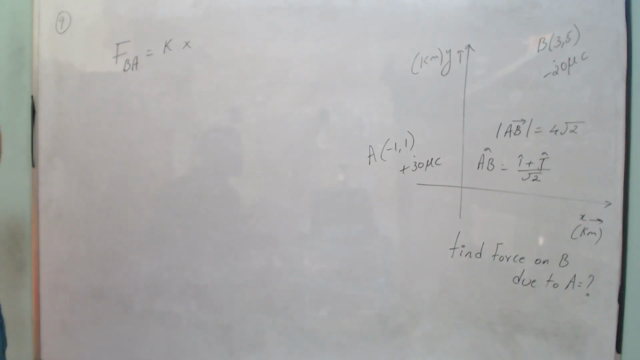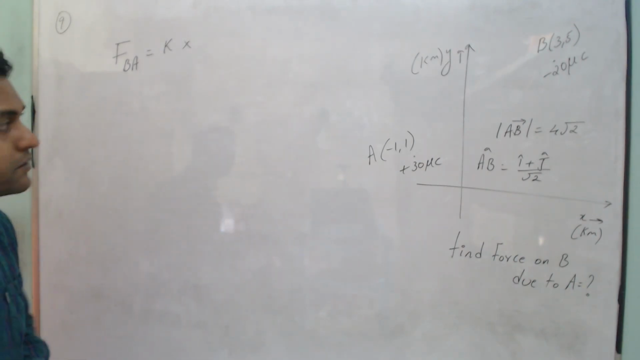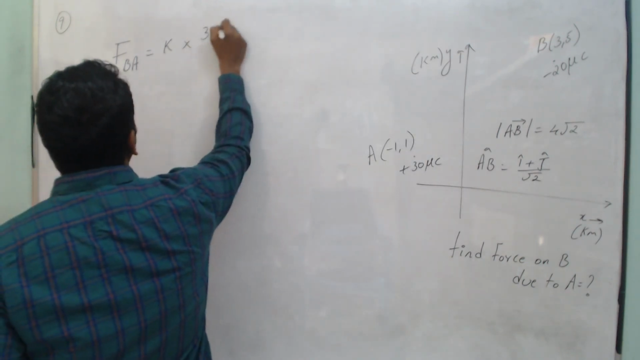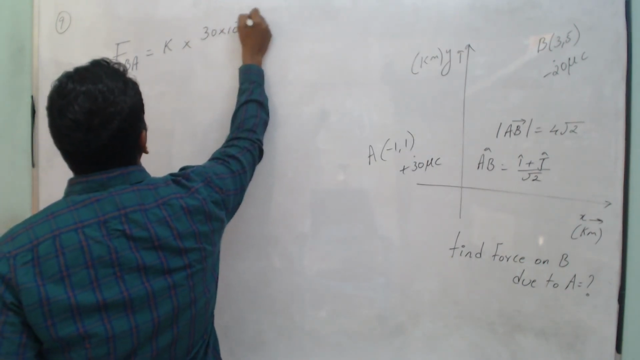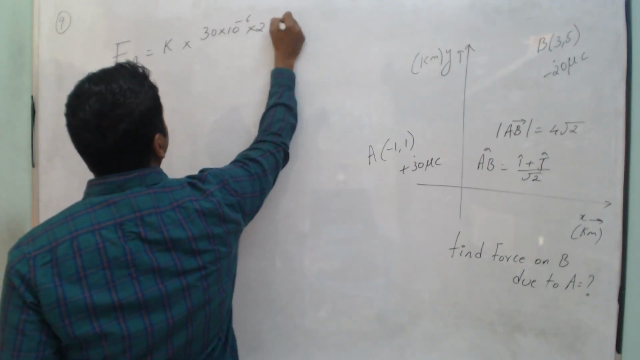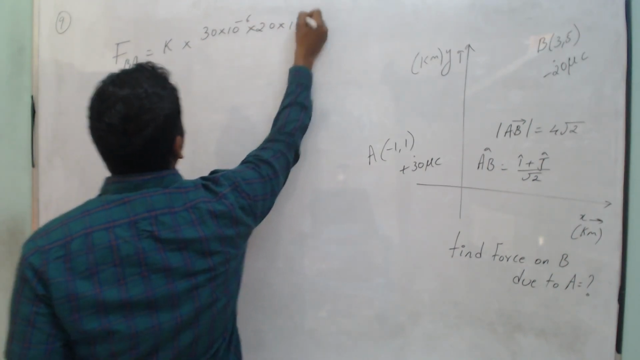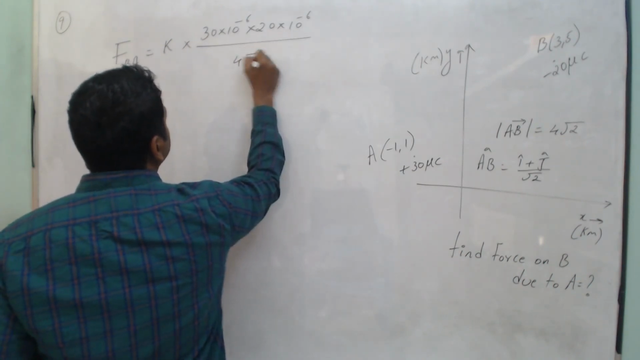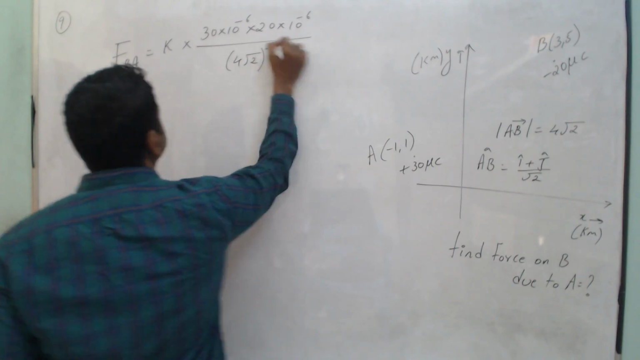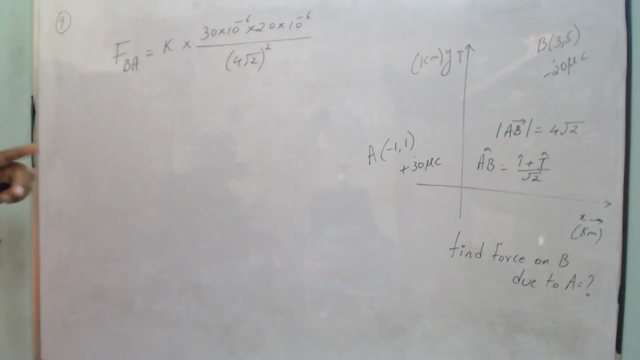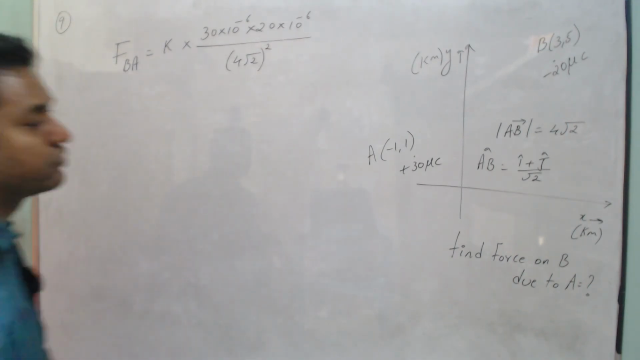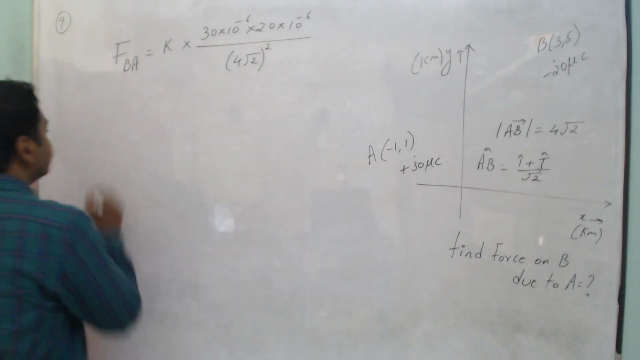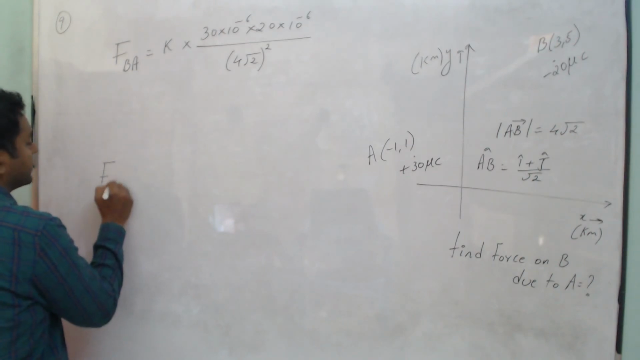K is 1 by 4 pi epsilon naught, correct? And what is the product? 30 microcoulomb and 20 microcoulomb. I am not substituting any minus sign because I am interested in only magnitude, divided by 4 root 2 whole square. Fine. I'll get some magnitude from here. Eventually, I'm interested in direction.